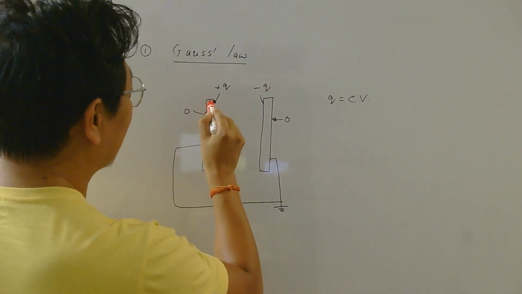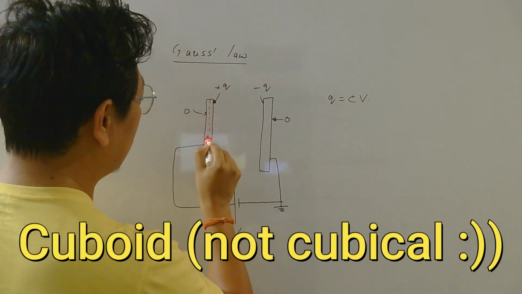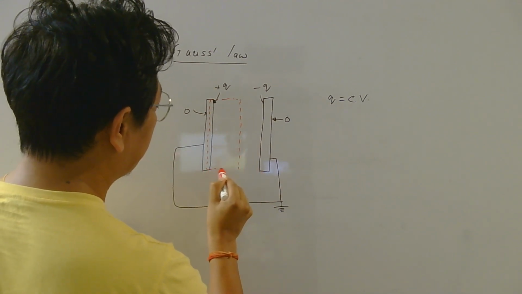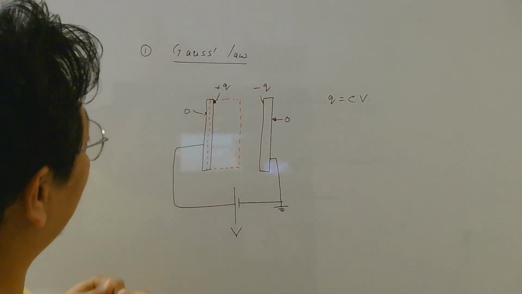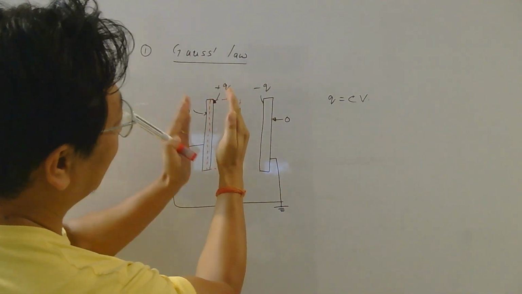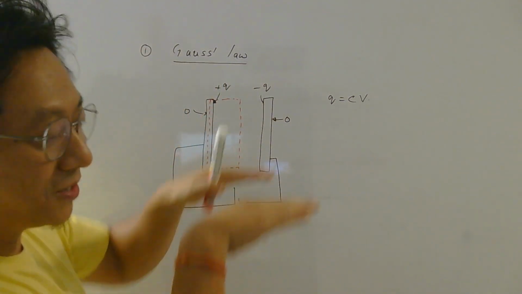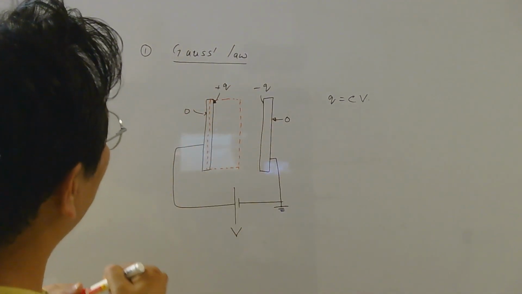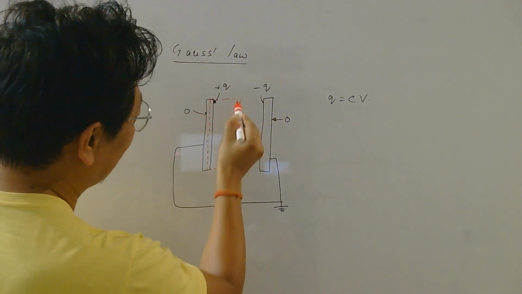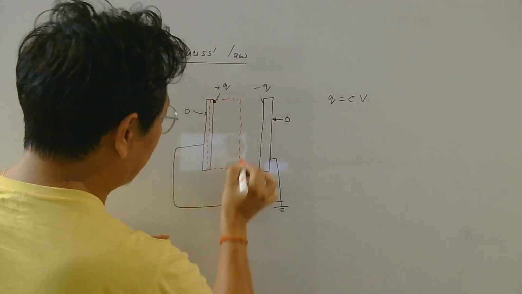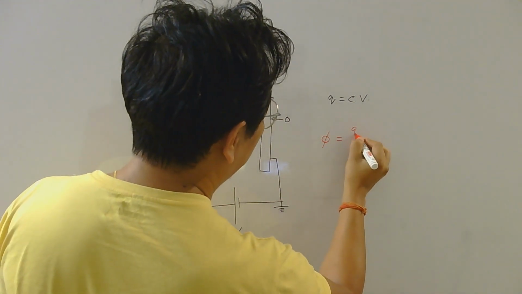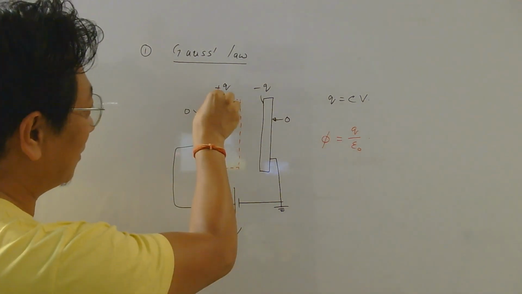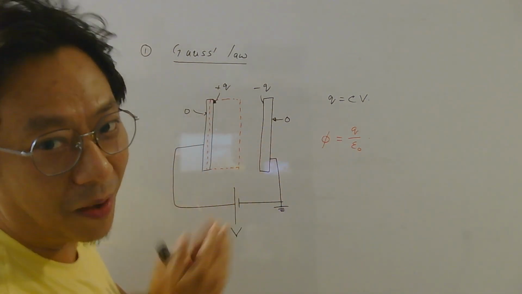Now let me take a closed surface, a cubical closed surface, something like this. So please understand this is a cuboid. The other sides are inside the board, so they are not visible. It is a cuboid, three-dimensional, and you are only seeing the cross section. Now you can see the charge inside this closed surface is Q. So the flux through this will be equal to Q by epsilon naught. Here Q is basically the charge given to this plate due to the connection of this battery.